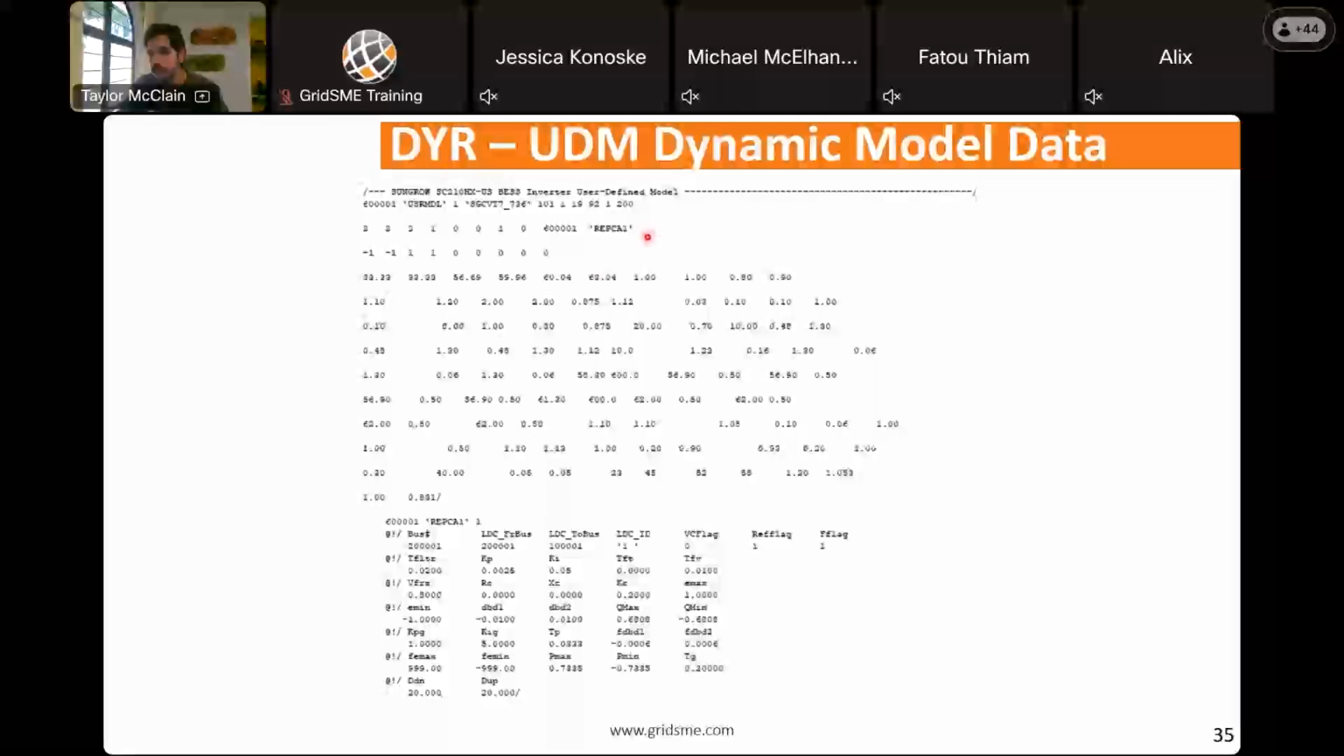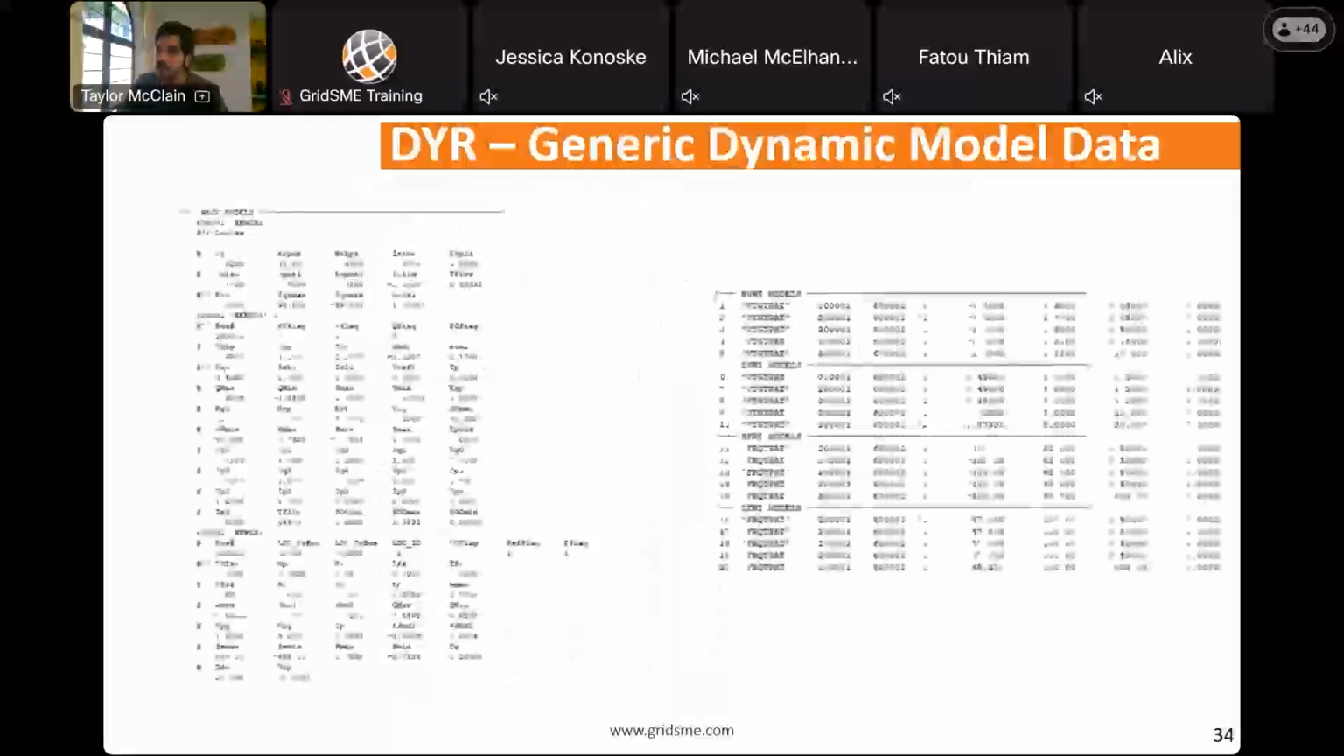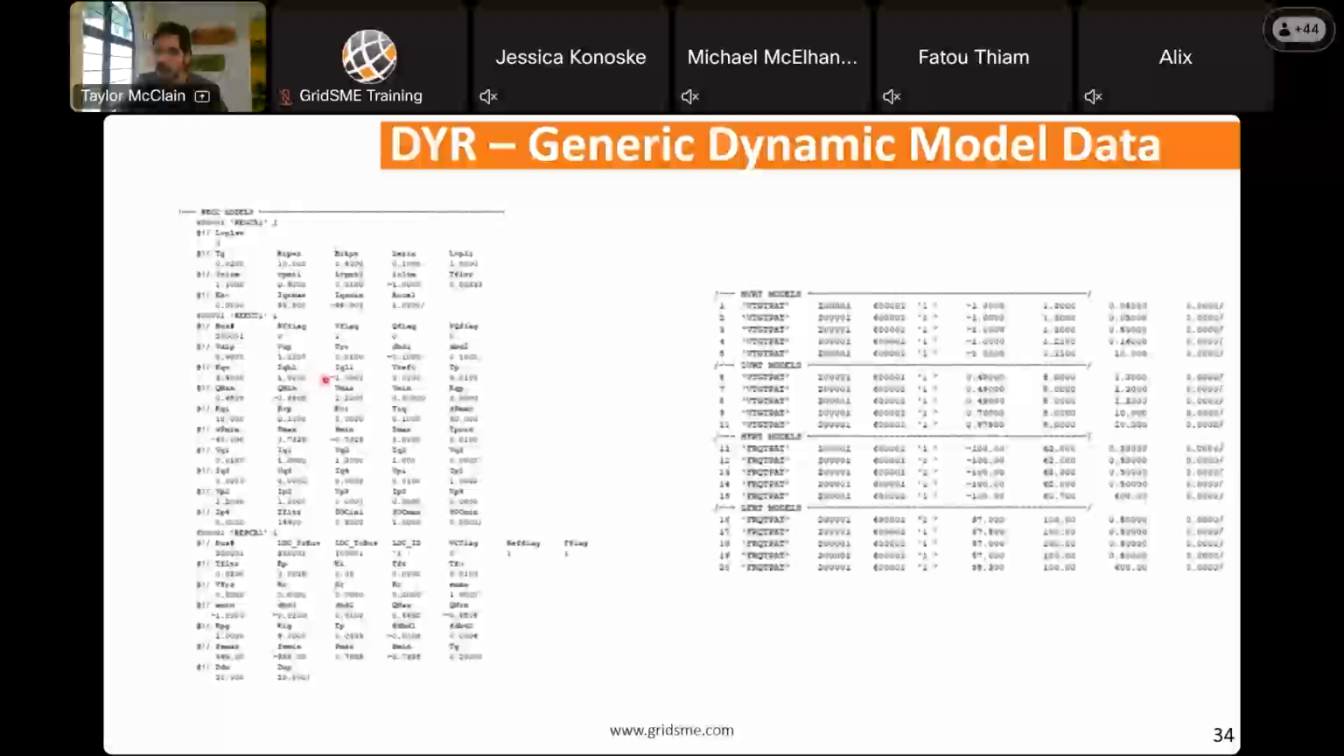For PSSE specifically, there are user-defined models, which also come in the flavor of a .dyr file extension, but these are models that have been prepared by the manufacturer and more accurately represent the characteristics of the inverter. In this case, you'll see we have a Sungrow UDM, paired with a generic PPC model. And for the generic model, these are all parameters that we can mess with, that we will mess with if we're not seeing proper responses.